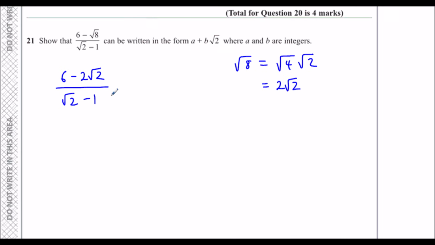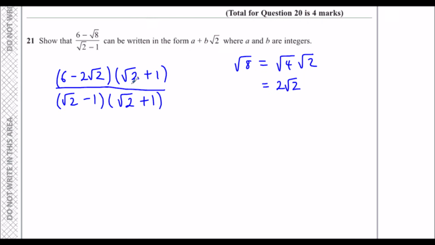And now we're doing something called rationalizing the denominator. So to get rid of the surd on the bottom, I need to multiply the top and the bottom by root 2 plus 1. So just changing the sign, and that will get rid of the surd. So if I expand these brackets, the surd will disappear from the bottom, and that is what I want to do.